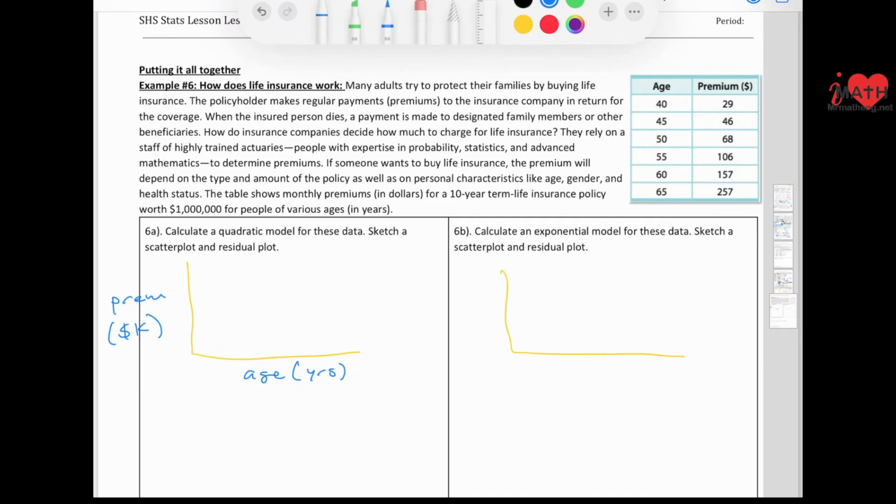The table shows a premium in dollars for a 10-year life insurance policy worth $1 million for people of various ages in years. Okay, so I did the quadratic, and this is my graph.